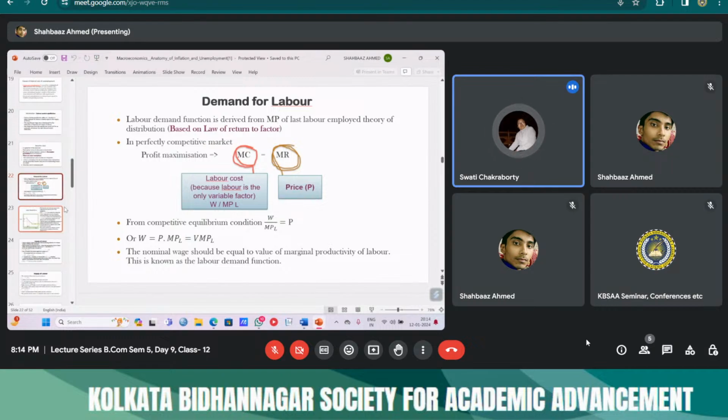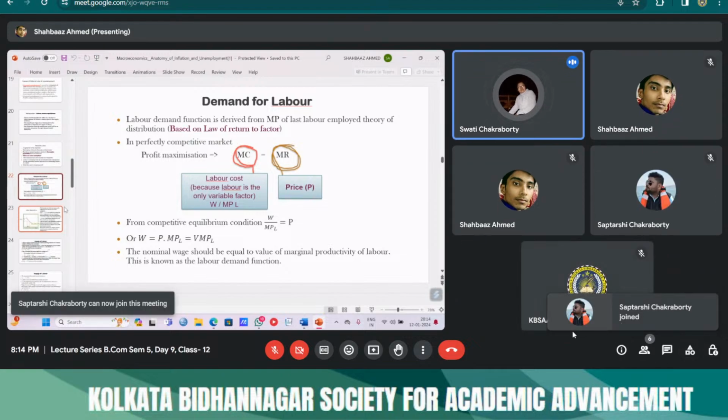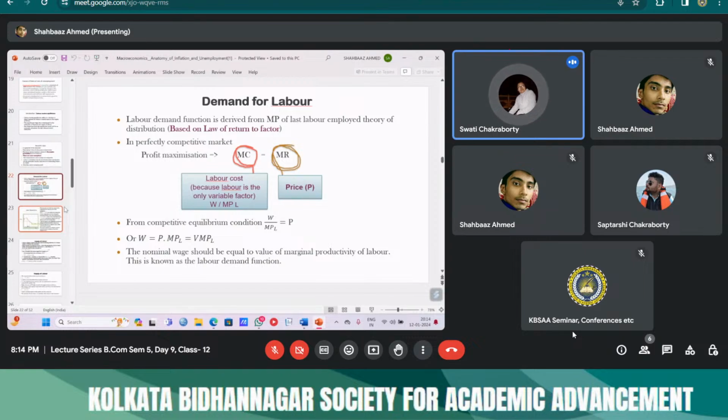Now, the labor demand function, as we said, is derived from the marginal productivity of the last labor employed. So, theory of distribution. It's based on the law of returns to factor. Now, in a perfectly competitive market, for profit maximization, we know that marginal cost equals marginal revenue. And marginal revenue we know is equal to price, that's P. Marginal cost here is the marginal cost of the variable factor, and we know the only variable factor is labor, so it's labor cost. What is the formula of marginal cost? It's W by MPL. W is nominal wage, MPL is marginal productivity of labor.